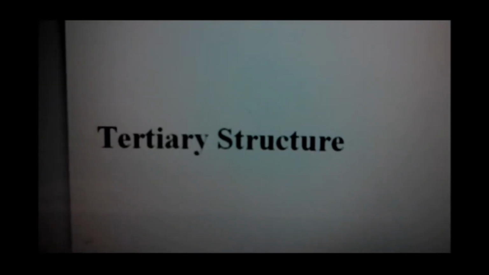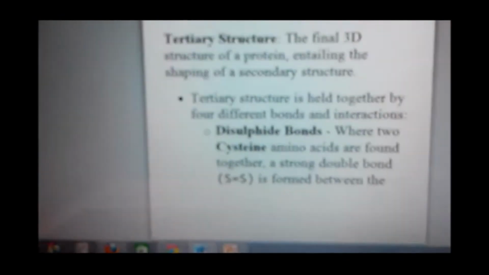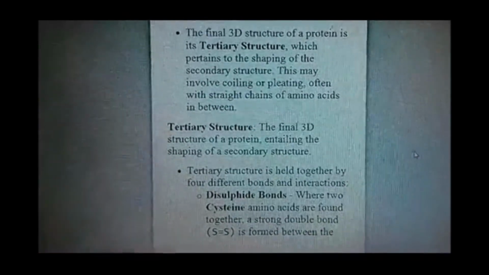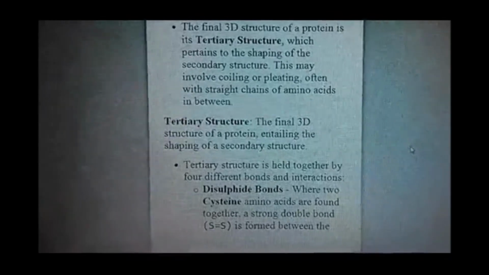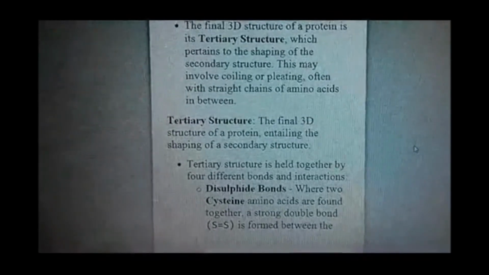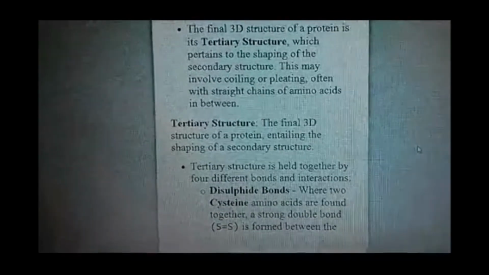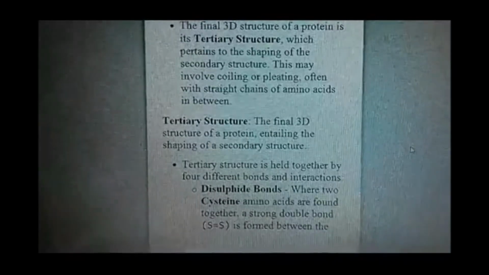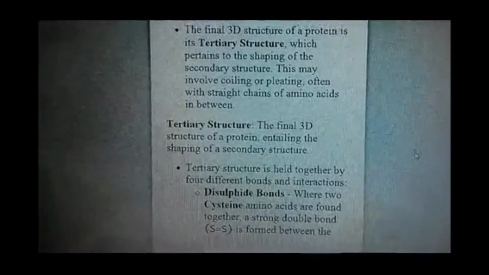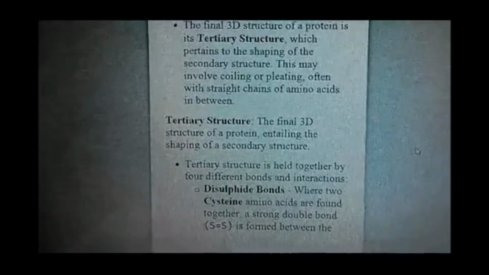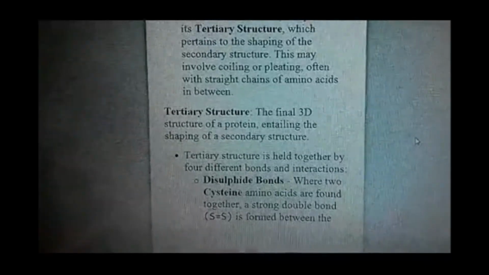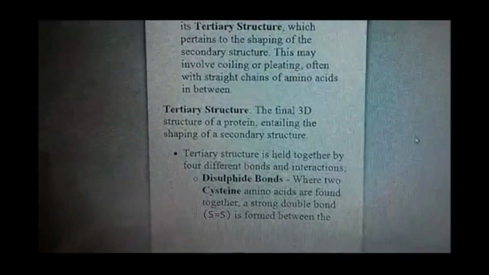Now we'll continue to the tertiary structure of protein. The final 3D structure of a protein is its tertiary structure, which pertains to the shaping of a secondary structure. This may involve coiling or pleating, often with straight chains of amino acids in between. Tertiary structure of protein is the final 3D structure of a protein, entailing the shaping of a secondary structure. Tertiary structure is held together by 4 different bonds and interactions.